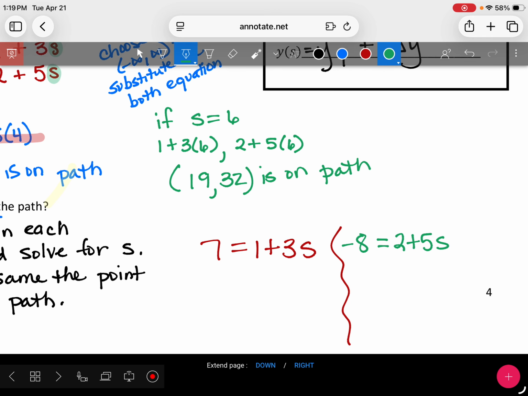So again, let me recap that. They gave me a point, and I need to figure out if it's on the path. Substitute that x into your x equation. Substitute the y value of the coordinate into your y equation and solve them both for s. If you get the same number, the answer is yes.